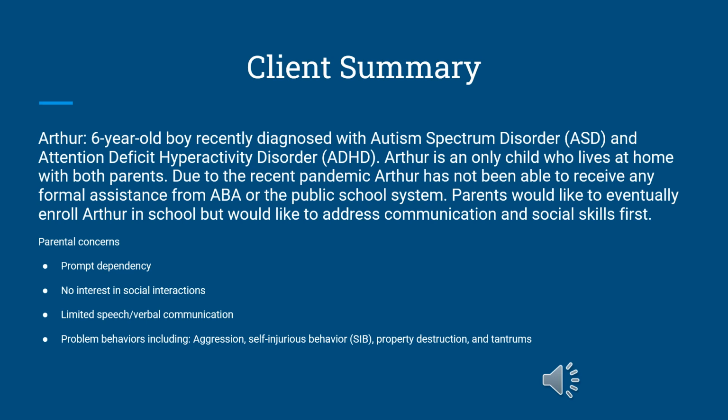Due to the recent pandemic, Arthur has not been able to receive any formal assistance from ABA or the public school system. Parents would like to eventually enroll Arthur in school, but would like to address communication and social skills first. Some parental concerns are prompt dependency, no interest in social interactions, limited speech and verbal communication, and problem behaviors including aggression, self-injurious behavior, also known as SIB, property destruction, and tantrums.